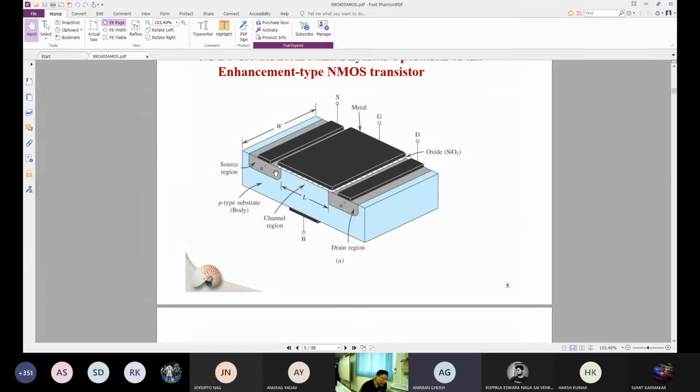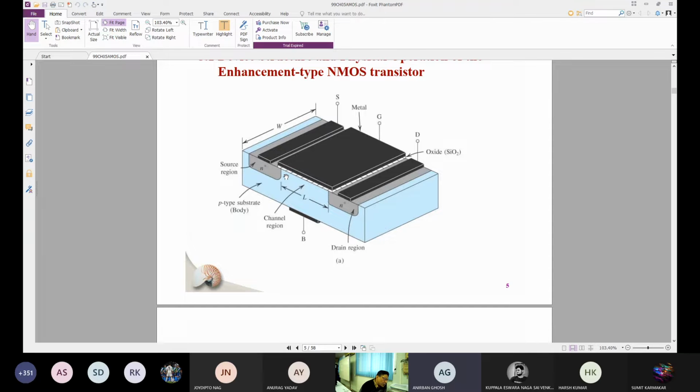It simply means even if you do not apply any potential, there will be a channel in between source and drain. So at no voltage, a channel exists between source and drain. All right.